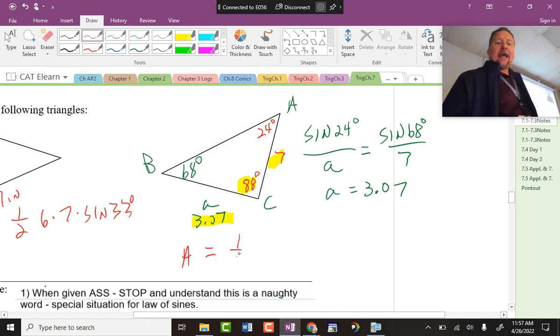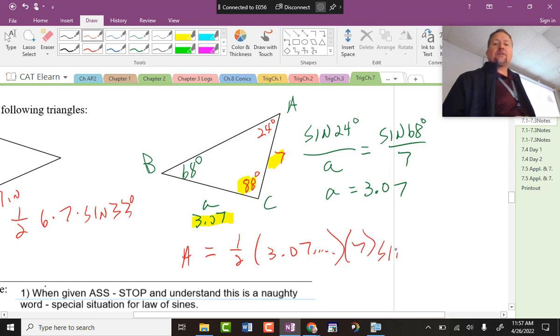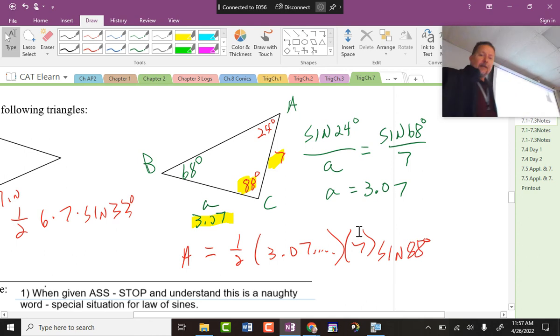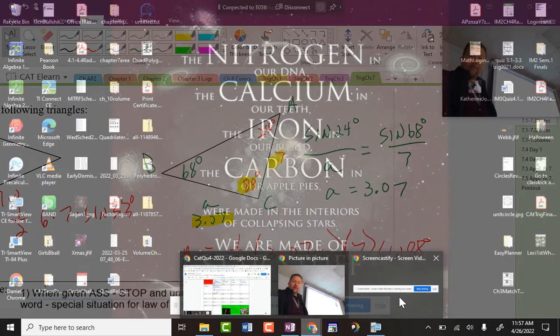Anyway, A equals a half. Don't round this. Take this decimal that's on your calculator all the way out, times 7 times sine 88. Boom shakalaka. I went to the end, but I really don't think the homework is too bad. I made it super simple.